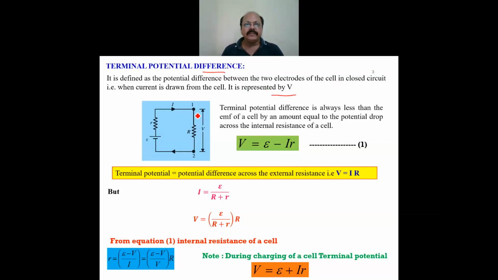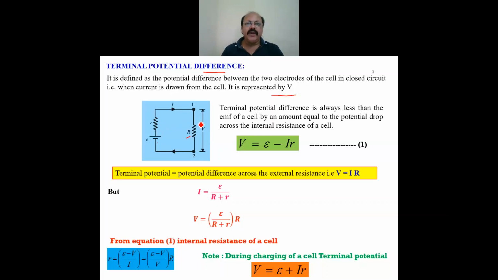You see here the same diagram that we have taken. In the case of the EMF of the cell, no external resistance is connected, so the circuit is open. But here we are connecting an external resistance, capital R. So this circuit becomes a closed circuit and a current starts flowing from the positive electrode to the negative electrode through this external resistance. That current passes through this internal resistance also. So when the current passes through the internal resistance of the cell, there is a potential drop across the internal resistance of the cell.